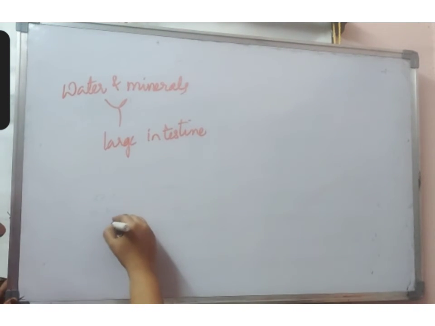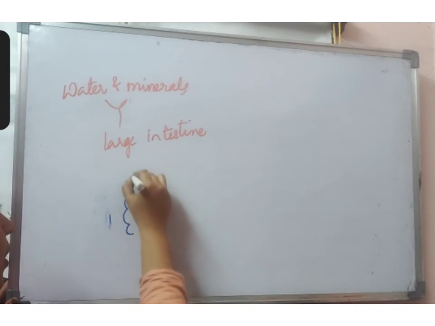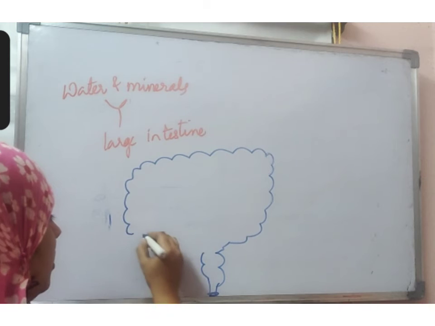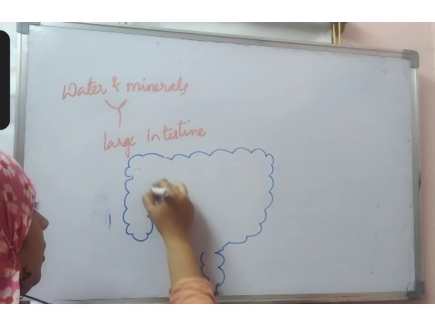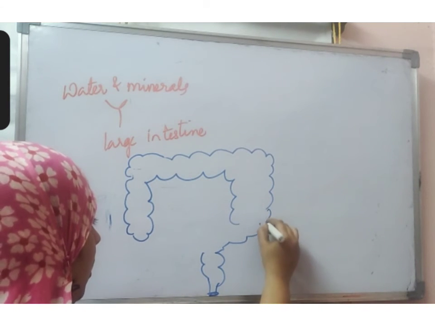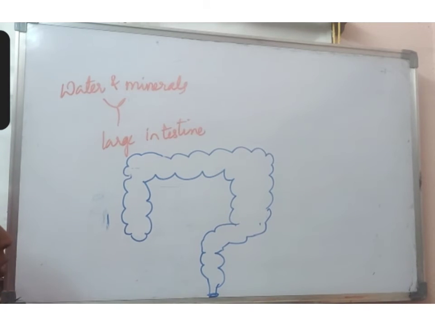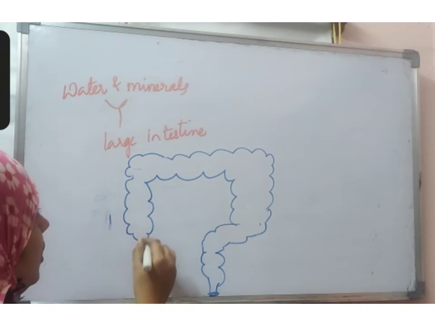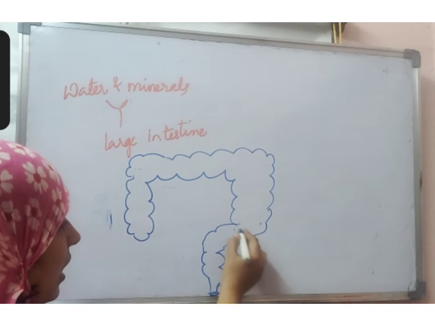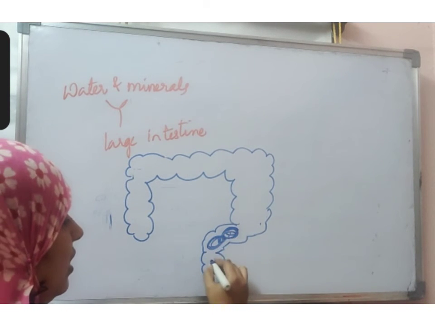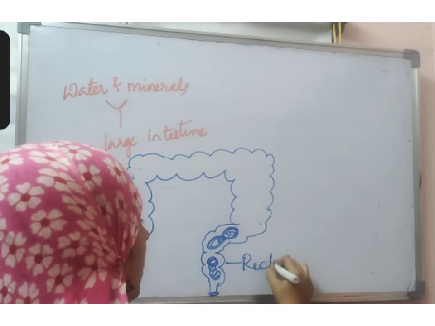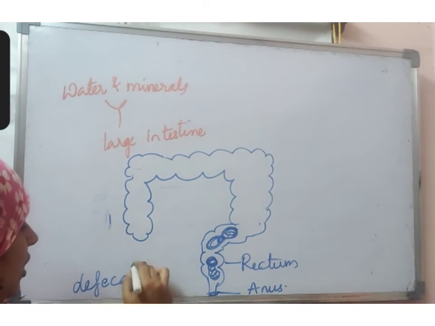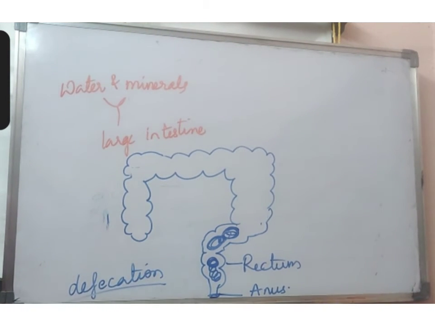After that also, see our large intestine is like this. So through this, digestion is completed before the food reaches this large intestine, and here the water and minerals are absorbed. Here the undigested food reaches and it is temporarily stored in the structure called rectum, and through the anus undigested food comes out and this process is called as defecation. Defecation is egestion of undigested food.